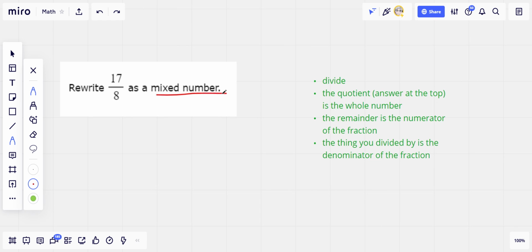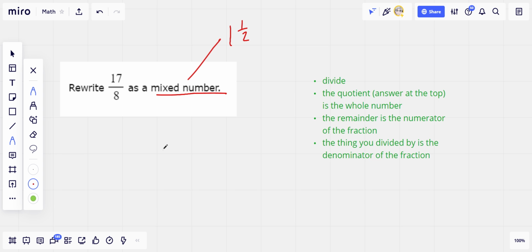So what is a mixed number? Well, a mixed number is like 1.5. It has a whole number part and a fraction part. So anything that's an improper fraction, it's got something bigger on top than on the bottom, can be rewritten as a mixed number. So our job is to do that.